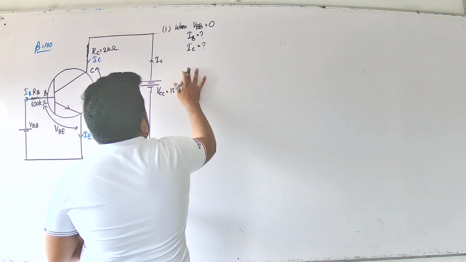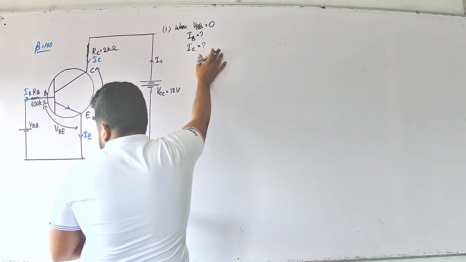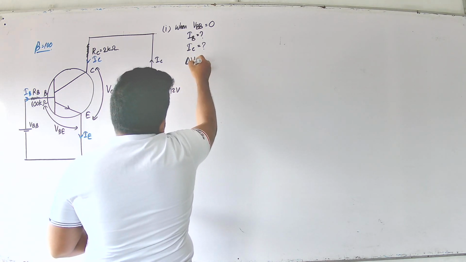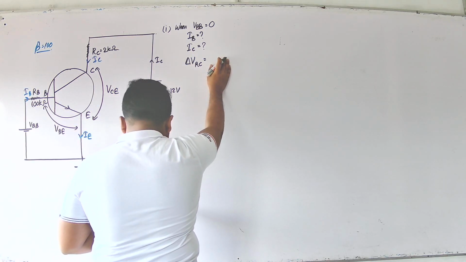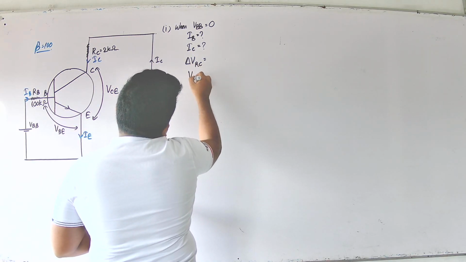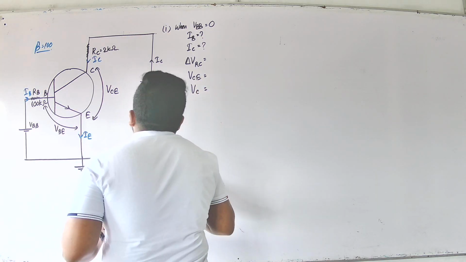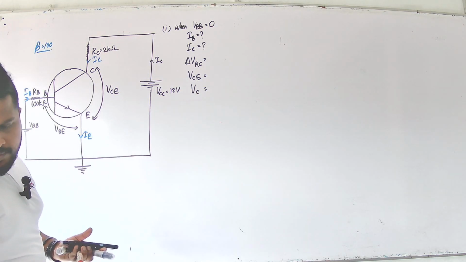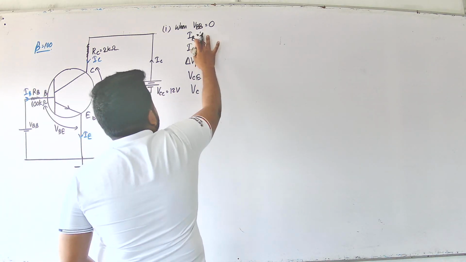the voltage across RC, VCE, VC. Okay. Find out. Right. So IB equals 0.